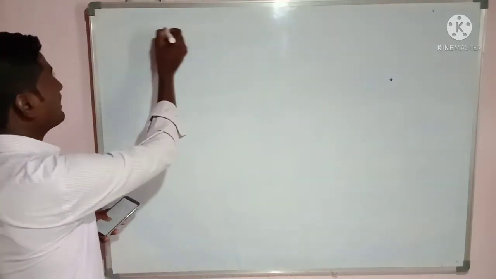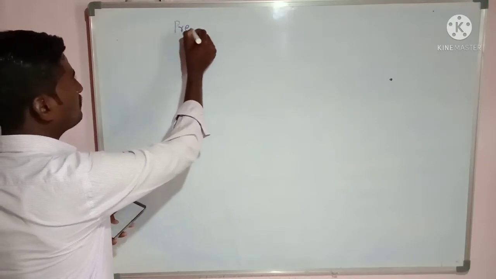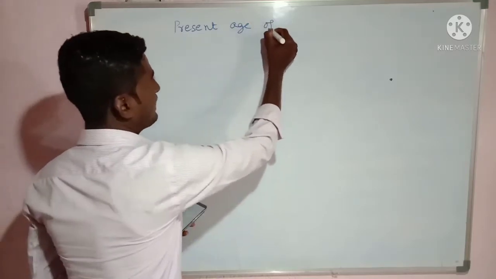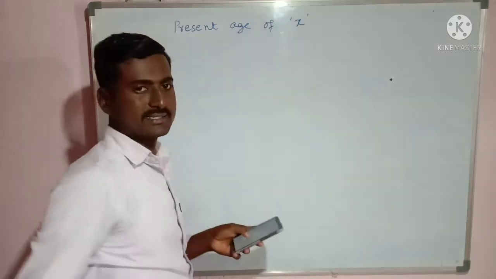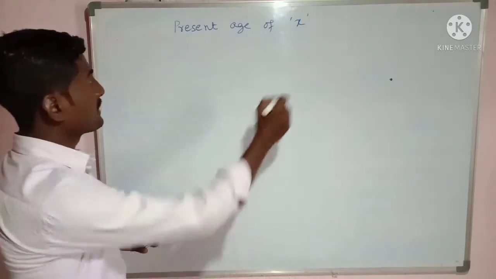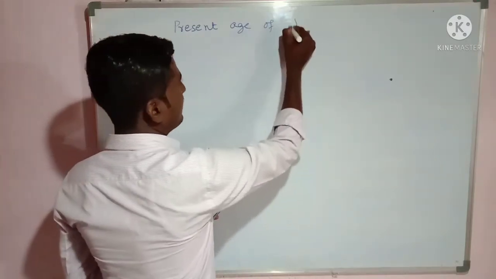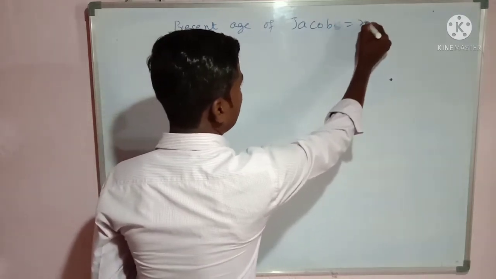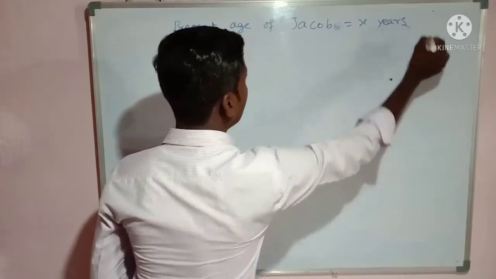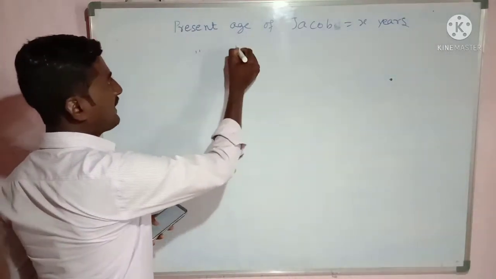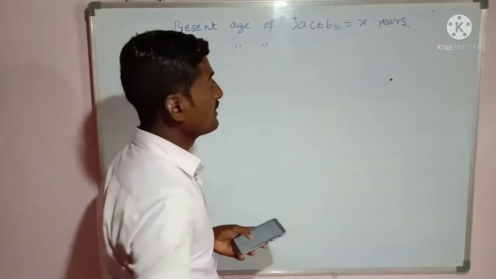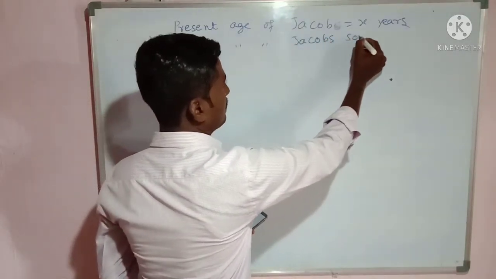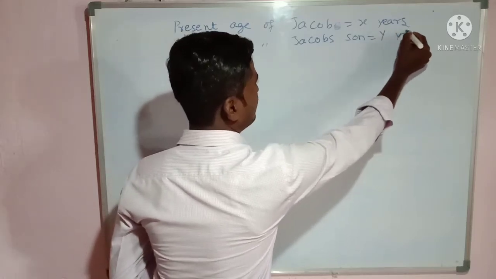Now I will take the present age of Jacob as x years. Present age of Jacob is equal to x years. Okay. Now, present age of Jacob's son is equal to y years.